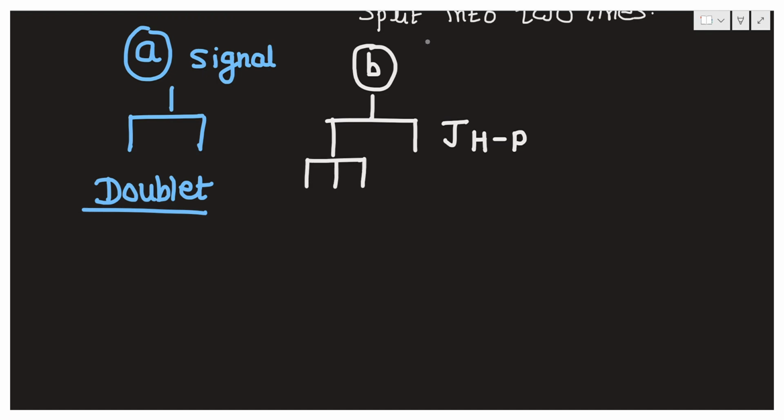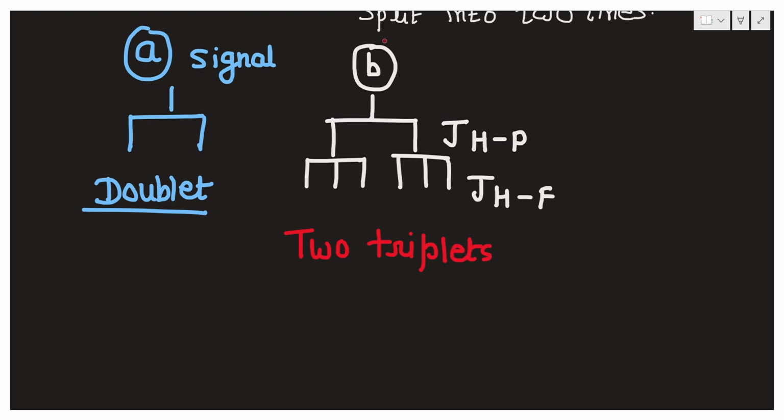So you are getting 3 lines in this manner. This is due to J coupling of the proton with fluorine. Okay, so in this way you are getting 2 triplets. So I am writing here, you are getting 2 triplets when you are seeing the signal of B type of protons.